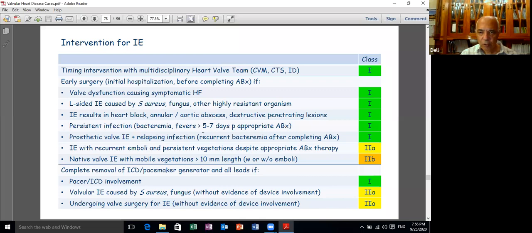The class 2B indication, which is really controversial, is the size of the vegetation. If you get a vegetation more than 10 millimeters in length, with or without emboli, that's a class 2B indication. Sometimes the condition is obvious. You have a patient with left ventricular failure, severe aortic regurgitation, and a vegetation that's 15 millimeters. Under these circumstances, it's an obvious surgical indication.